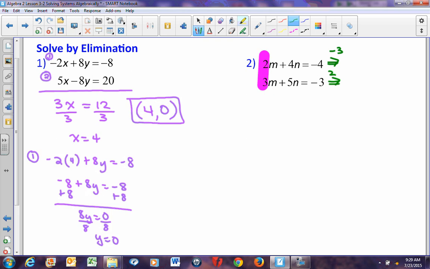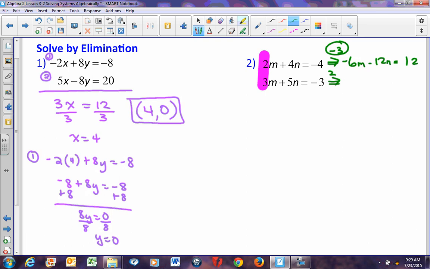Now, the important thing to remember here is if you're going to multiply an equation by a constant term, multiply every part of the equation by that constant term. That's why I write it up here, so that I don't forget. I have to multiply everything by negative 3. So equation 1 now is negative 6m minus 12n equals positive 12. All I did was multiply everything by negative 3.